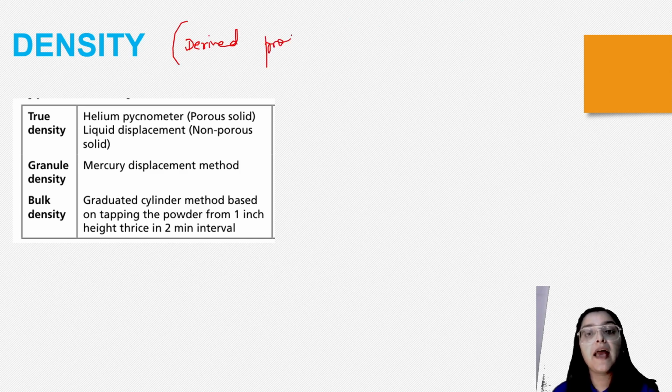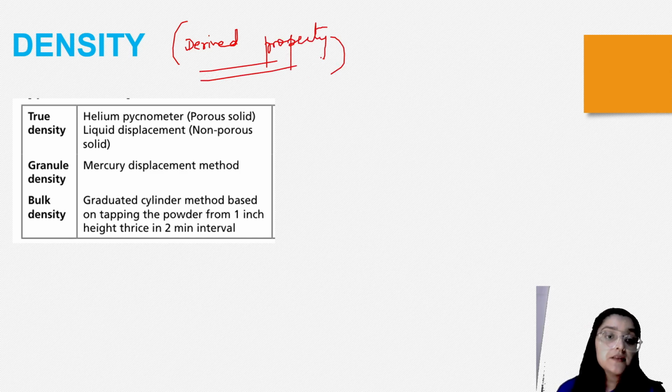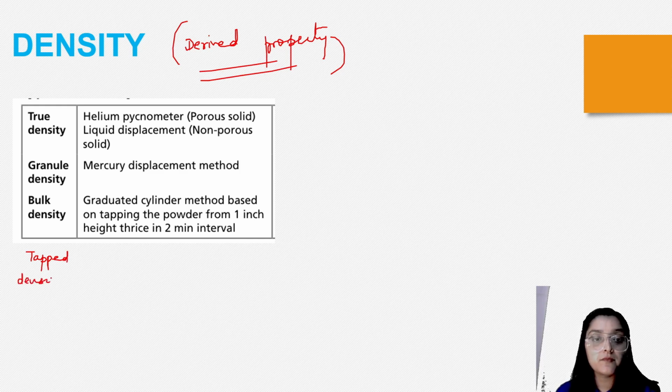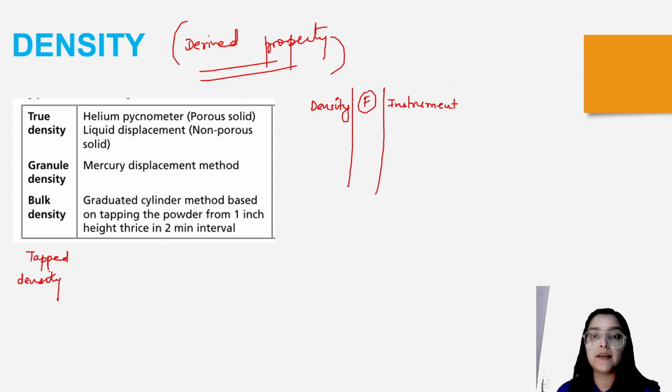Okay, I have already told you about the true density, the bulk density, and the tap density, and the granular density. I'll make another easy table for you. Here I will write the density, here I'll write the name of the instrument, and here I'll write the formula also. Formula, the instrument and the density.